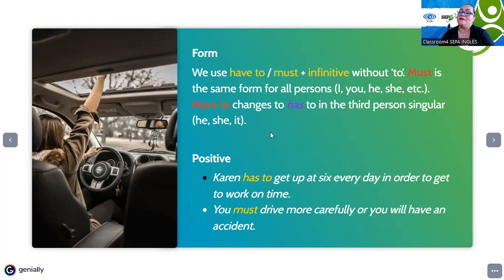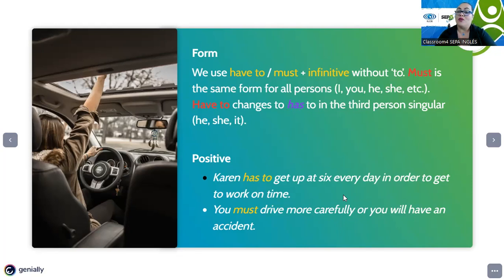What about the positive? Karen has to get up at 6 every day in order to get to work on time. You must drive more carefully or you will have an accident. Karen has to get up at 6 every day in order to get to work on time. Why? Because at work we have an obligation to go at a specific time. So I use has to. In the case of Karen, it is has because it's a third person.